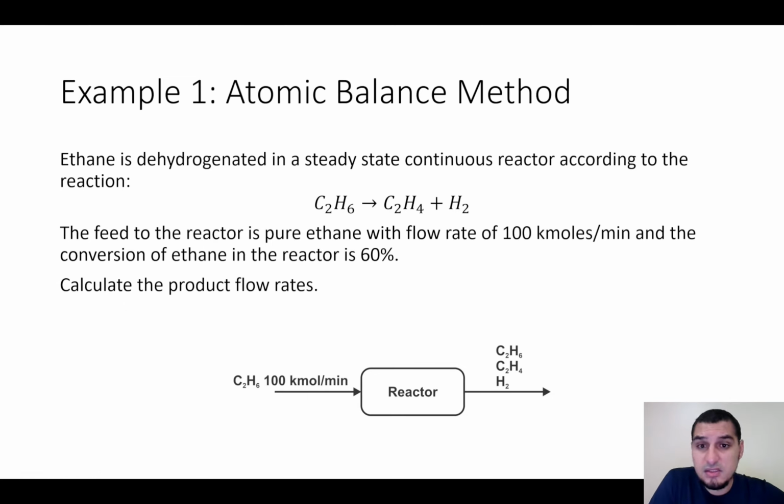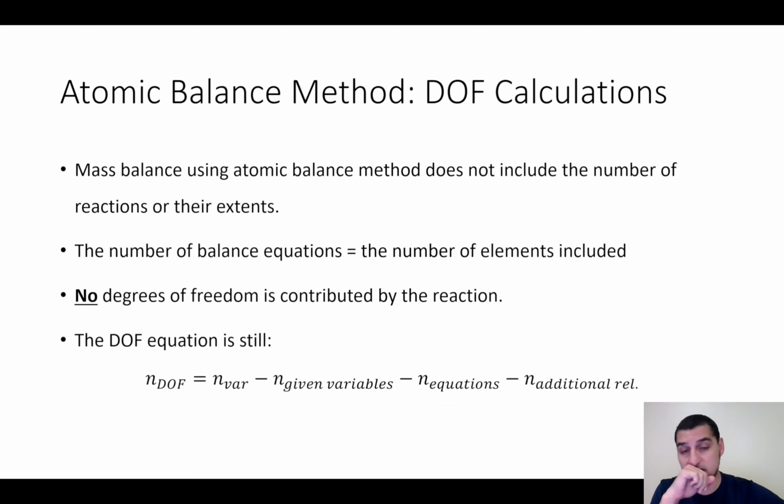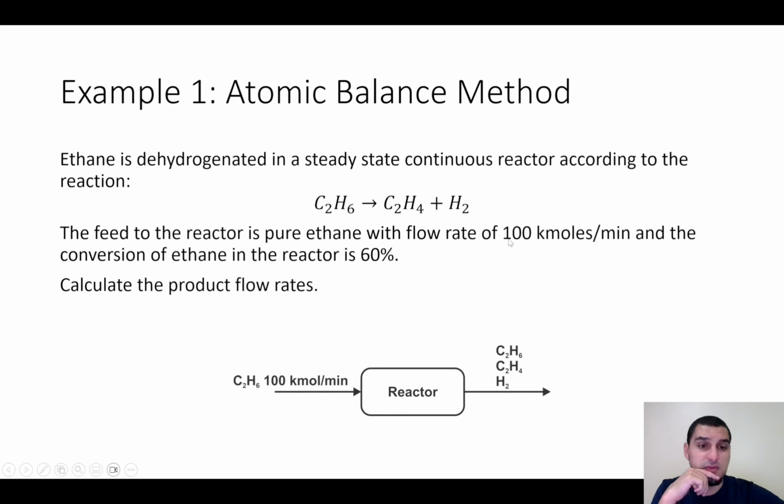Ethane is dehydrogenated in a steady state continuous reactor according to the reaction. So it's the ethane dehydrogenation to produce ethylene and hydrogen, and the feed is pure ethane, so it's 100% ethane with a flow rate of 100 kilomoles per minute, and we know that the conversion of ethane in the reactor is 60%, and we need to calculate the product flow rate, or the component flow rates in the product, and we have this flow sheet that is drawn here.